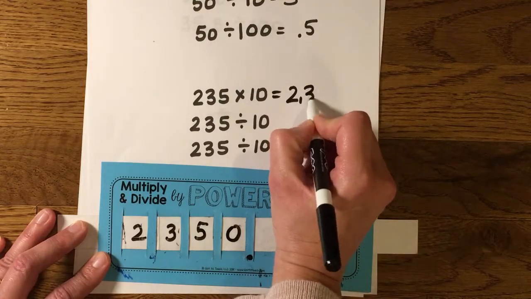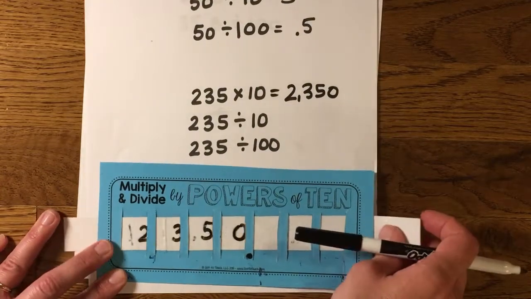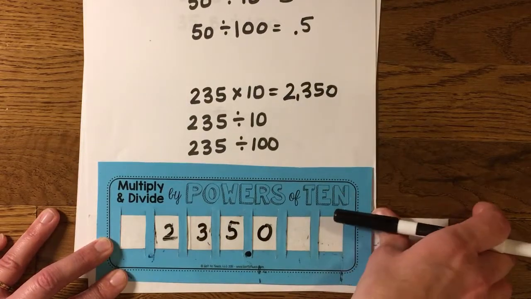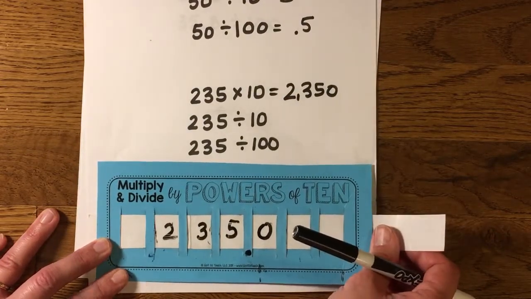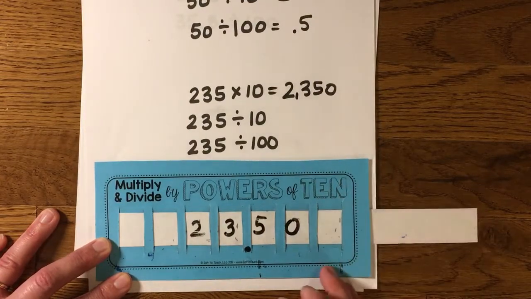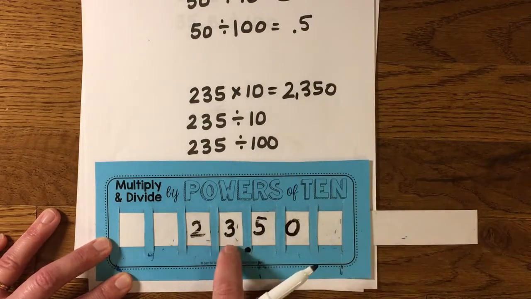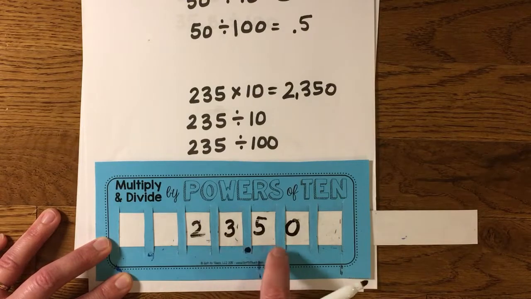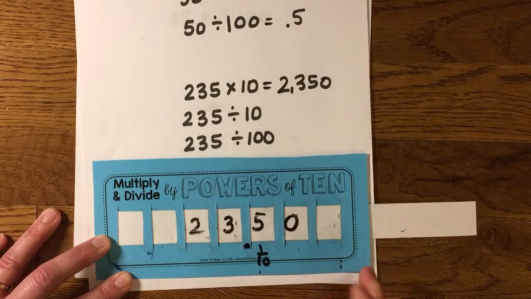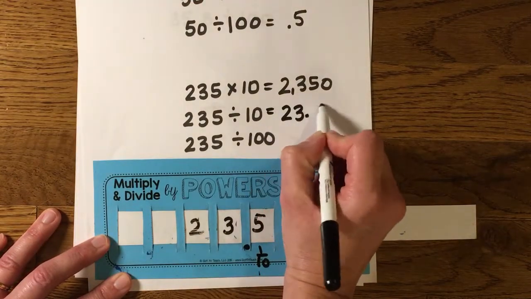So we have 2,350. All right, if I start with that same original number, 235, and I want to divide by 10, then it's going to shift the opposite direction, and it's actually going to get 10 times smaller, or be 1/10 of what it was before. So now that 200 is only a 20, and that 30 is only a 3, and that 5 is only a 5/10, because that is in the tenths spot. So the answer is 23.5.